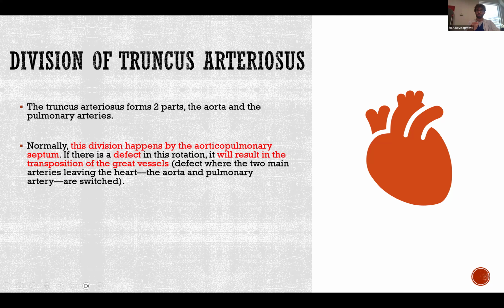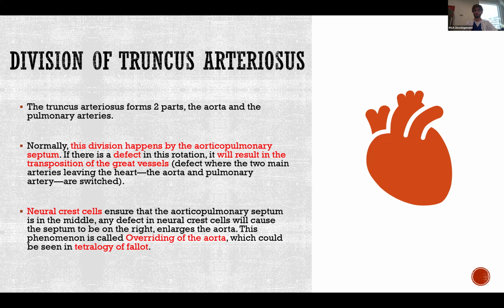Okay, what makes sure the aortopulmonary septum works well and doesn't have issues? Neural crest cells. The neural crest cells will ensure that the aortopulmonary septum is in the middle, working well. If we have a defect in these neural crest cells, there will be a problem in the aortopulmonary septum, and the septum will be on the right side. This will cause the aorta to become bigger, causing something that we call overriding of the aorta. All I want you to know here is that the neural crest cells are important for the aortopulmonary septum. If something goes wrong, this will lead to overriding of the aorta, which can be seen in a condition called tetralogy of Fallot.